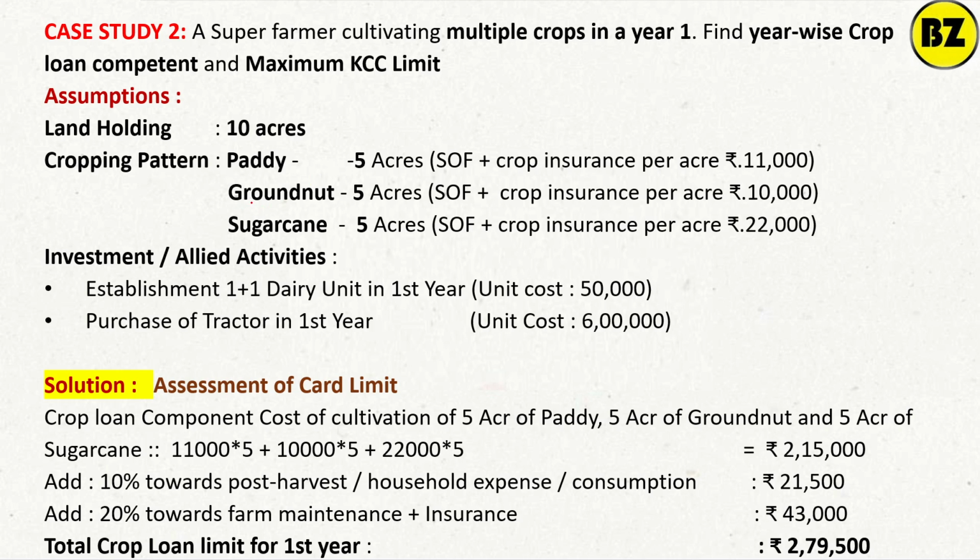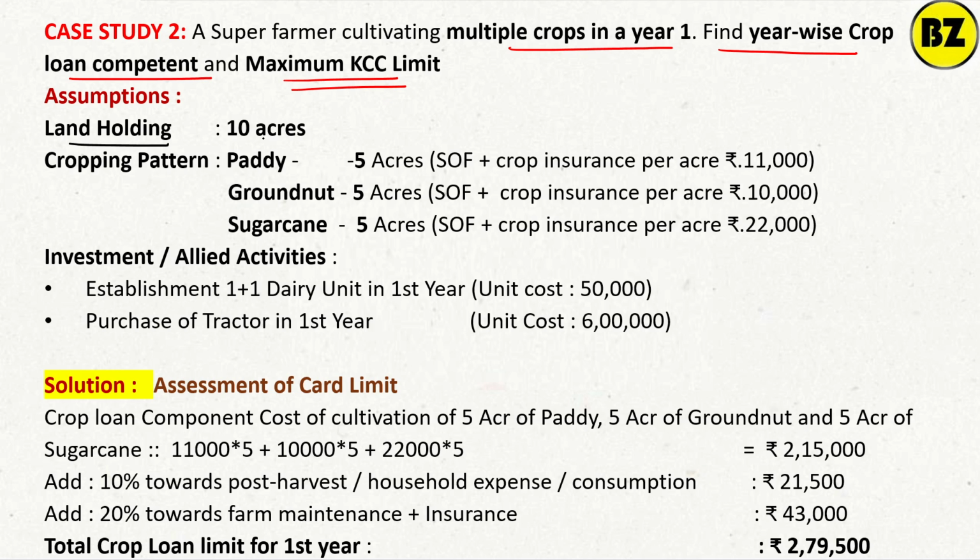Hello friends, see the case study. See a super farmer cultivating multiple crops in 1 year. Find the year-wise crop loan component and the maximum KCC limit. Now see what assumptions they have given.